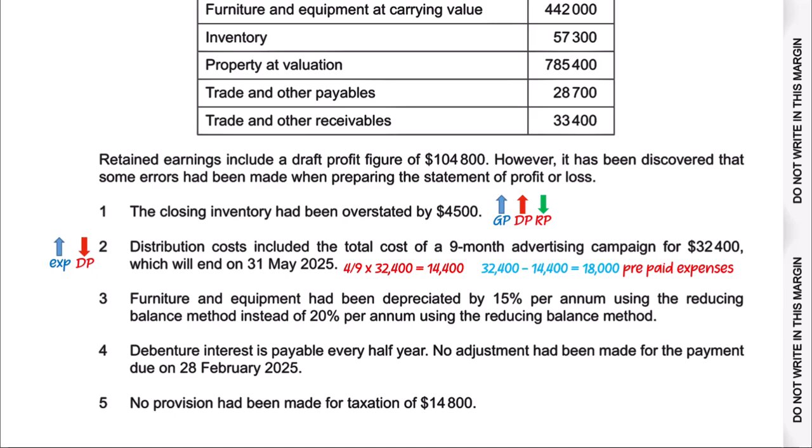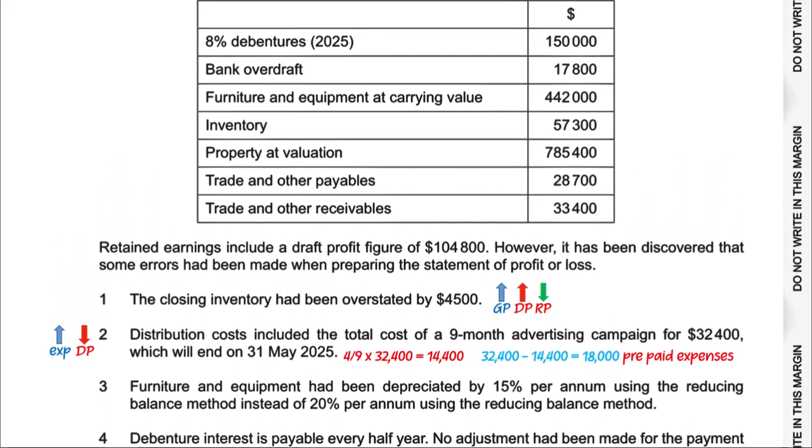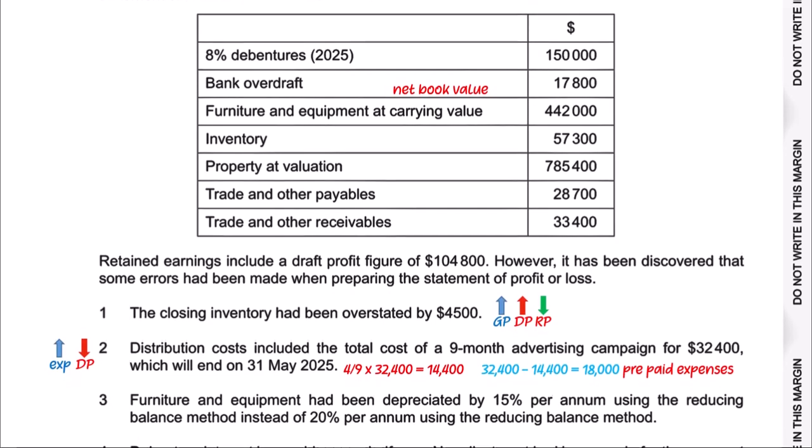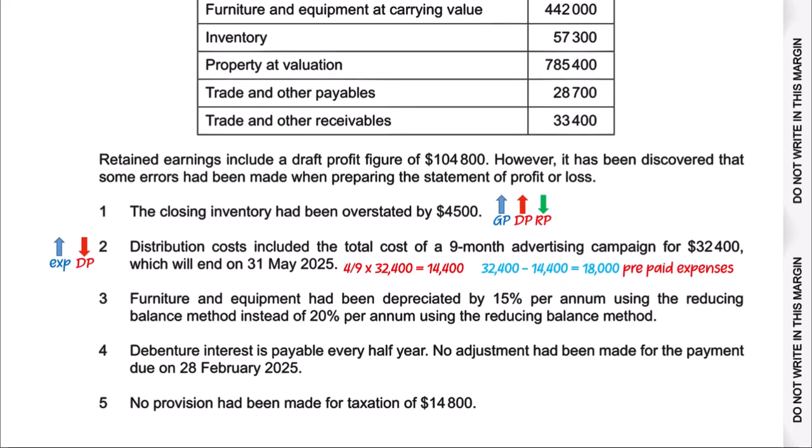Let's see what the amount of this non-current asset is. It is written here, furniture and equipment at carrying value. The actual issue for some students is definitely hidden here. Carrying value means net book value. This means that this amount of 442,000 is the amount after applying the wrong depreciation rate of 15%. So first of all, we need to find the amount on which 15% was applied, and then subtracted to arrive at 442,000. This amount is actually the 85% of the original amount.